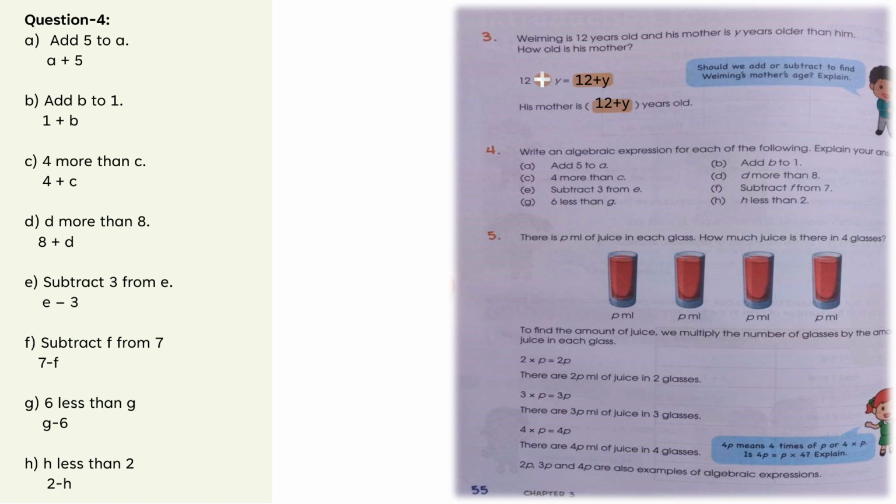It is a solved question and the solution says that to find the amount of juice, we multiply the number of glasses by the amount. So if there are 2 glasses and there is P amount of juice, then the result is 2P. If there are 3 glasses and P amount of juice, as each glass has P ml juice in it, the answer will be 3P. Similarly, if there are 4 glasses, then we multiply 4 with P in order to get the exact quantity of juice in 4 glasses, which is 4P ml.